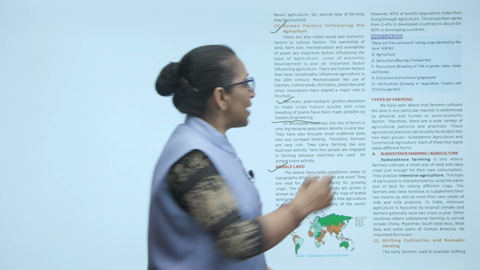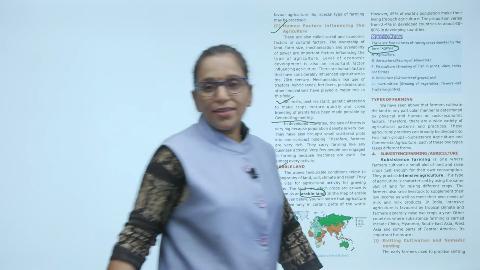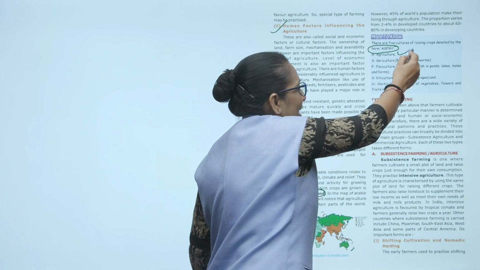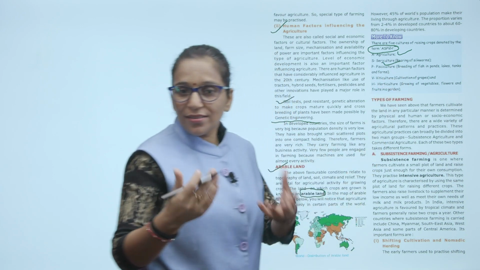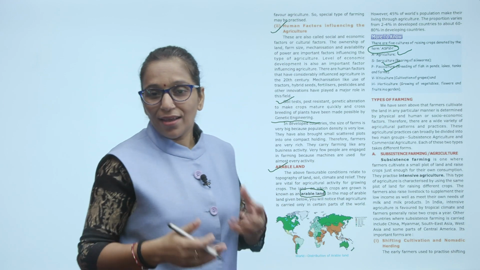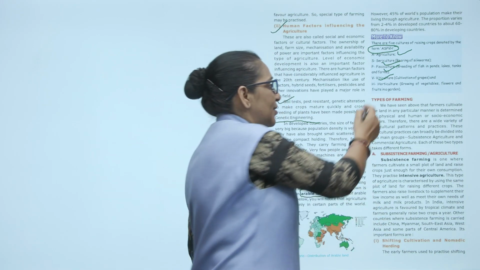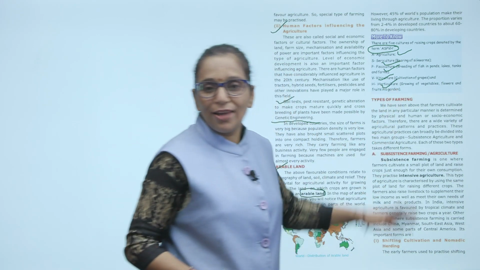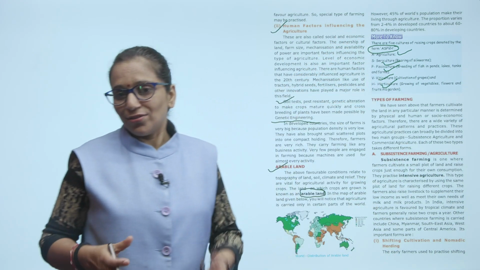Now there is one acronym given to you, ASPVH. What is ASPVH? A means agriculture, S means sericulture, the rearing of silkworms to get silk. P means pisciculture, breeding fish in ponds. V means viticulture, cultivation of grapes. H means horticulture, growing of vegetables, flowers and fruits in gardens. So these are important for the agricultural economy.